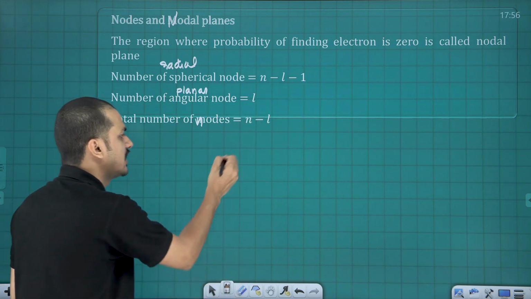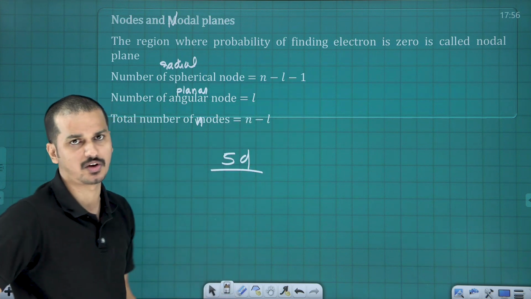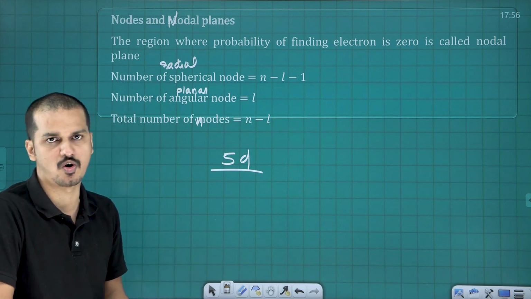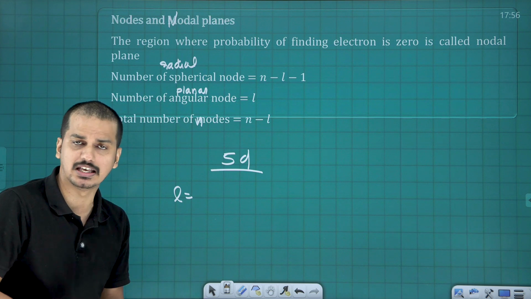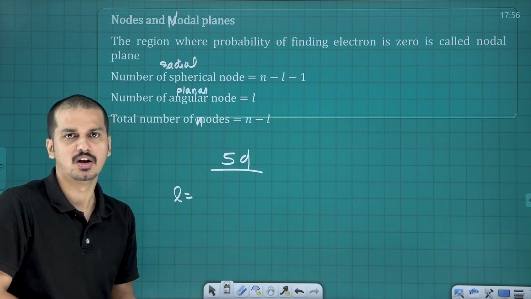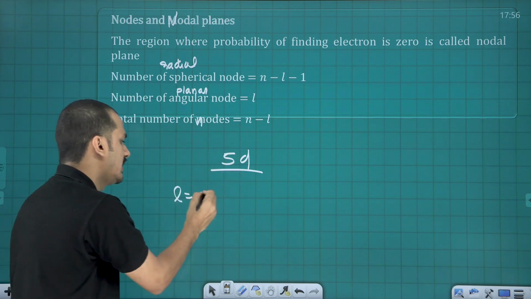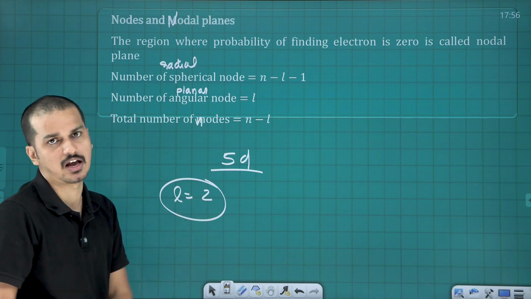For example, if they are asking about 5D subshell, how many angular nodes are there? Angular nodes means I can directly write the L value. L value for D is how much? L value for S is 0, for P is 1, for D is 2. So L is 2, so 2 angular nodes should be there.